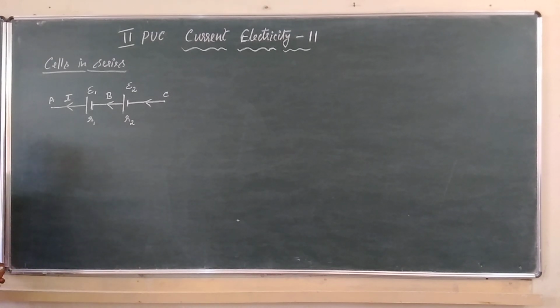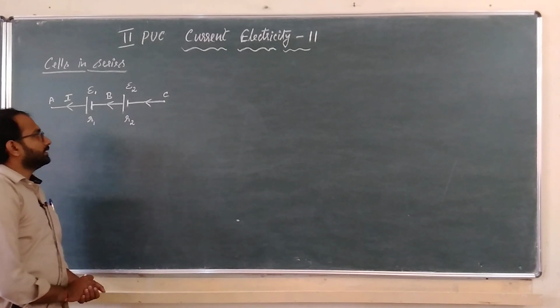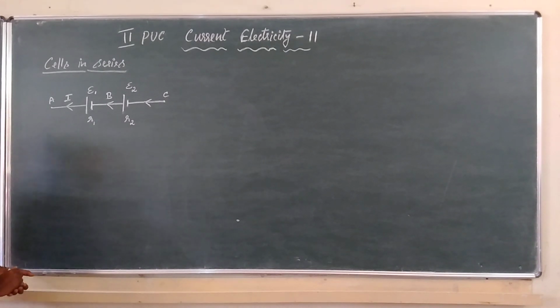So now here we derive the expression for the equivalent EMF of the series combination of cells. What is the effective value of EMF when the two cells are combined in series? What is the effective internal resistance offered by the combination of cells? We derive the expression for the equivalent EMF and the equivalent internal resistance of the series combination of cells.